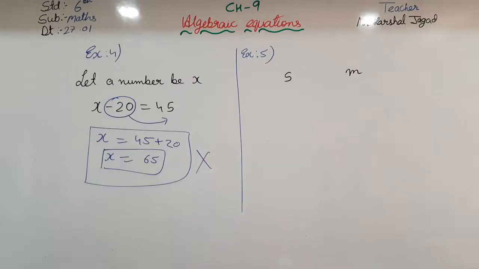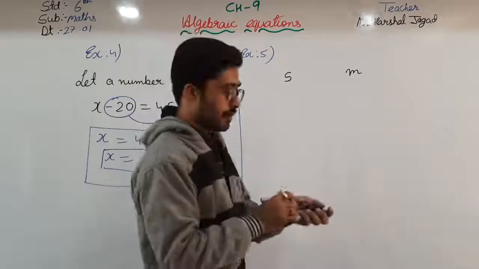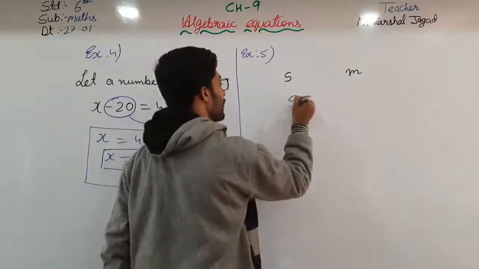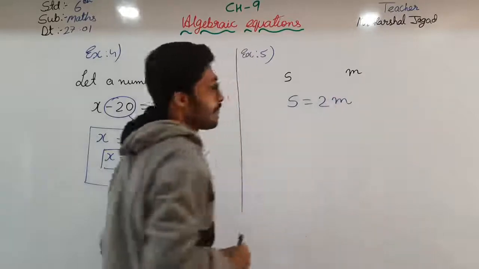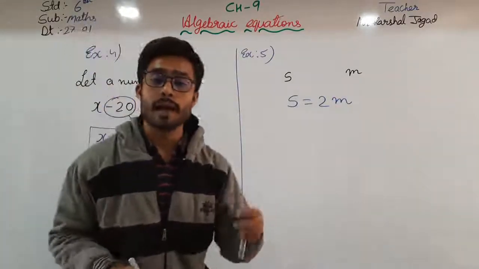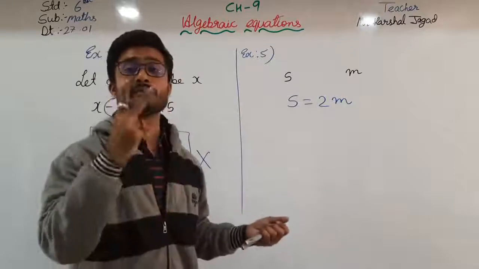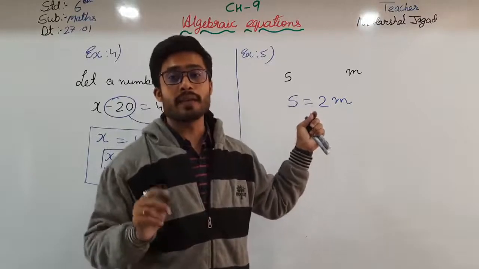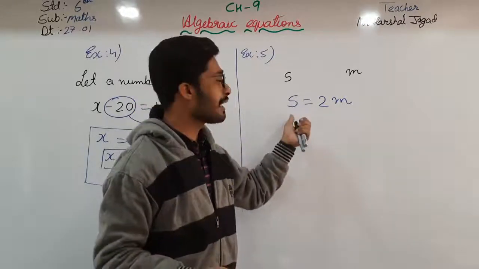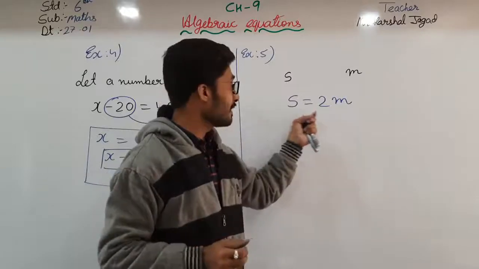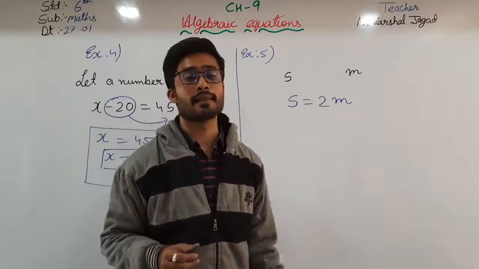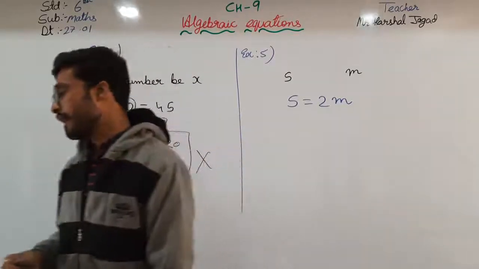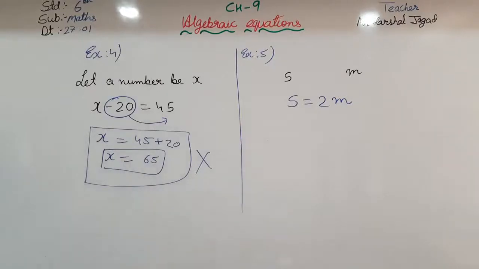Here S is for Suresh, M for Manoj. Suresh's age is twice the age of Manoj. So S is equal to 2M. Why? Because Suresh's age is twice the age of Manoj. It means if we multiply Manoj's age by 2, we will get Suresh's age. So S is equal to 2M, which is our answer. First of all, if you want to write down these two examples, you can write them, and after that we will move towards exercise 9A.